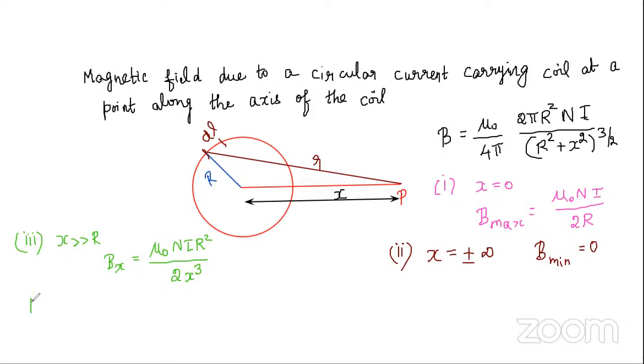And the fourth case is when x is very much less than R. That means this distance x is very much lesser than the radius of the coil. In that case, the magnetic field value will be Bx is equal to B naught into, within the bracket, 1 minus 3x square divided by 2r square.